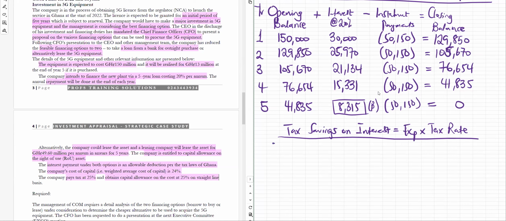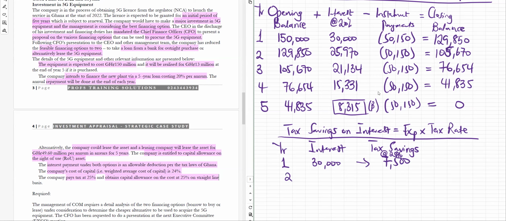So we take our year, we take the interest expense, and then we get our tax savings. In year one, our interest was 30,000, and tax will always be saved at the tax rate. It's either you are paying tax or you are saving tax. So we have 30,000 and we are saving tax at 25%. That means our tax saving will be 7,500 in the first year.